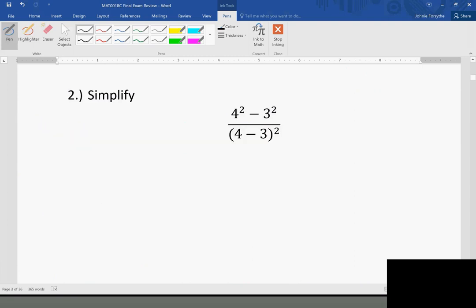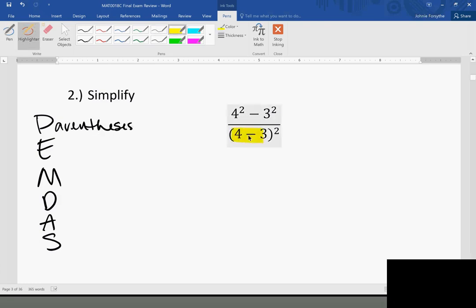Okay, number 2, simplify. 4 squared minus 3 squared divided by parentheses 4 minus 3 squared. Alright, so now we do have grouping symbols that we want to simplify and work within first. So we're going to work in the parentheses first. And so we have 4 minus 3, which of course is 1. So we have 1 squared at the bottom, and then we have 4 squared minus 3 squared at the top in the numerator.